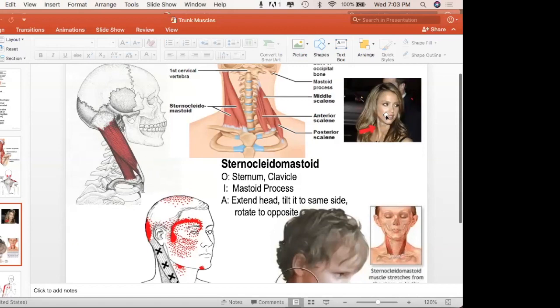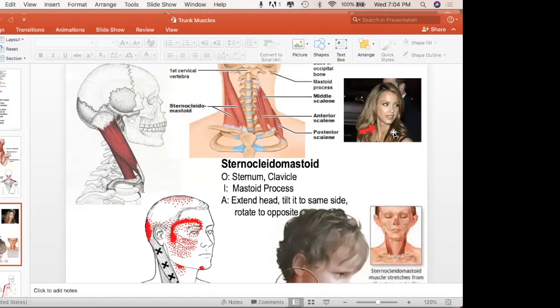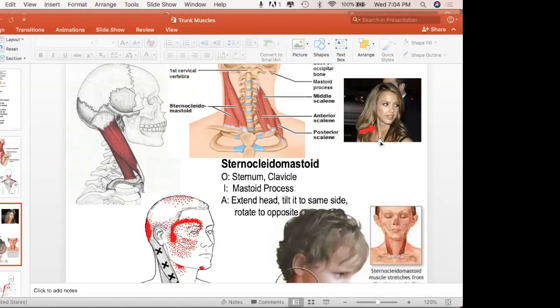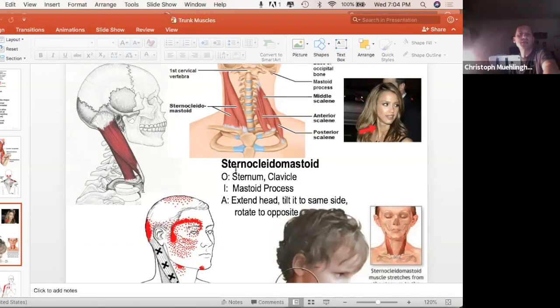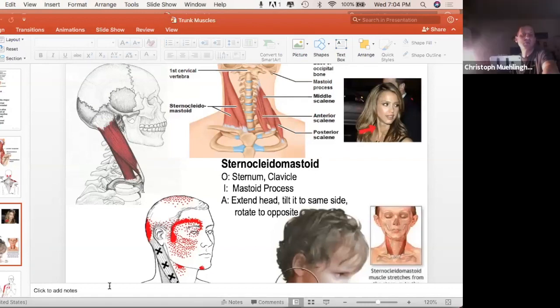So when somebody turns the head over, it contracts because it's attached behind the ear and in the midline of the body in the front. So it can nicely turn that head over like that when it contracts. When it contracts on both sides, it can also bring the head forward and bring it to the same side. You know, bring it downward as well a little bit. So that's the SCM. Does that make sense?